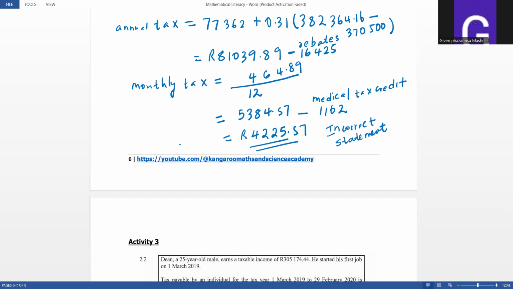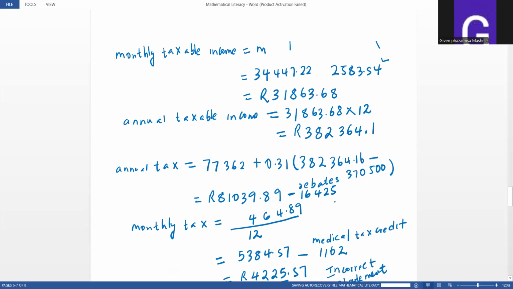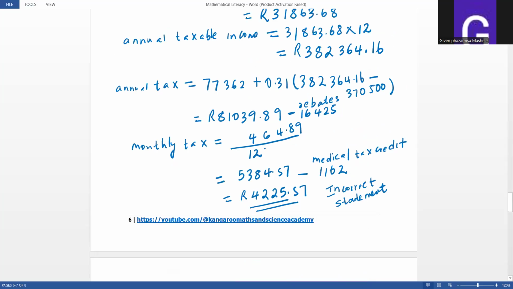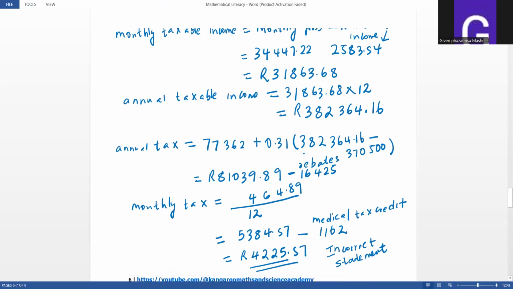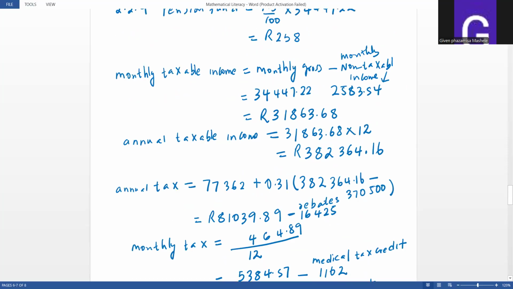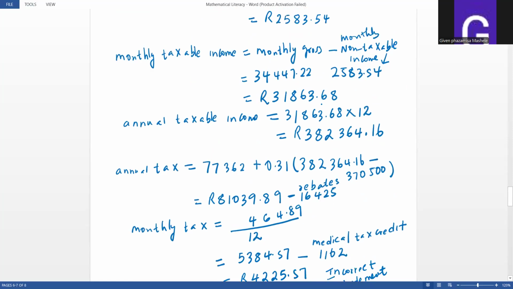Okay. So you need to know that all the time when calculating the annual tax, you subtract the rebates. After subtracting the rebates, then you divide the total by 12. Then you subtract the medical tax credits. Initially we forgot to reduce the tax amount by the rebates. Okay, so now I believe you are following.